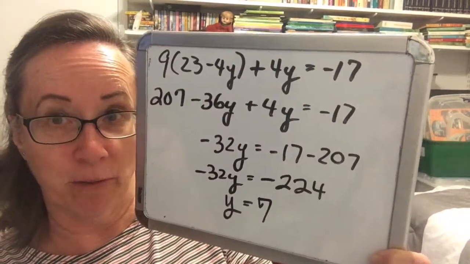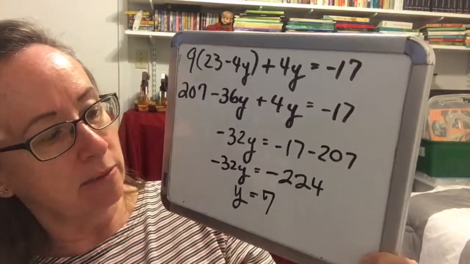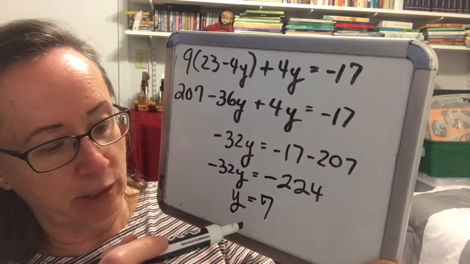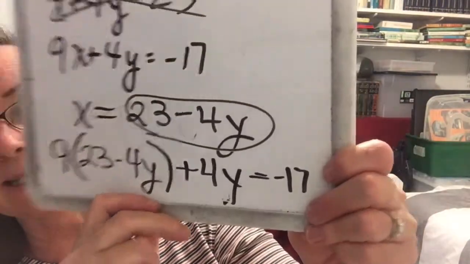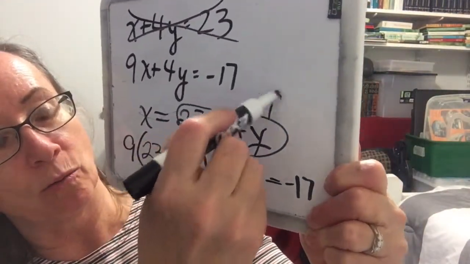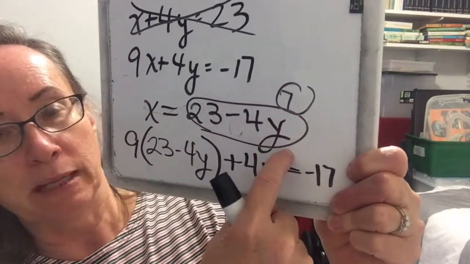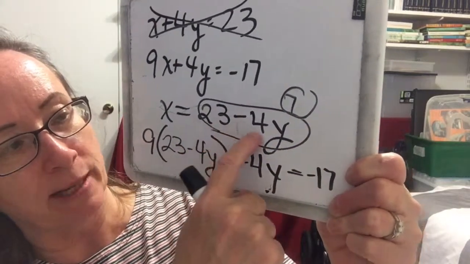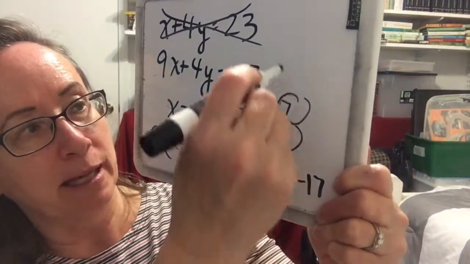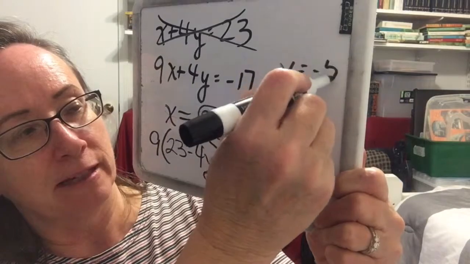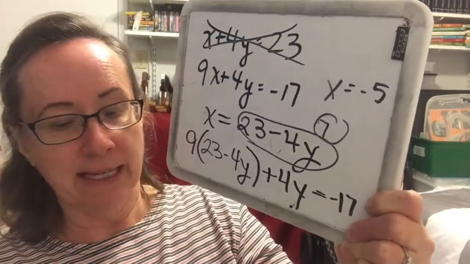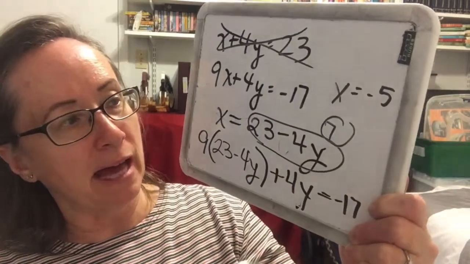I'm not done. I've only found one of the two coordinates. So now I'm going to take the y is 7, and go back into this equation. If y is 7, then I can put the 7 right here and plug it in there, and I'll get 23 take away 28, and that's going to be x is negative 5. Okay, so that is the answer. y is 7, x is negative 5, and the point is negative 5, 7. So our intersection point is negative 5, 7.